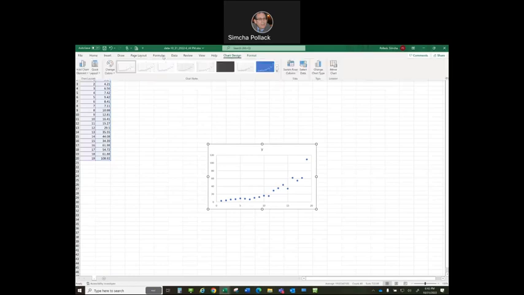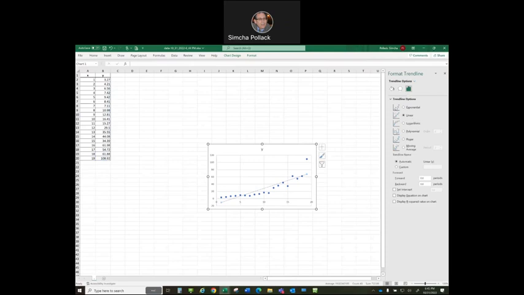Open up chart design, add chart elements, trend line, more trend line options, and this time the exponential is an option. And it fits very nicely, the exponential. And we want to have the equation, because we'll need that to plug in the coefficients, and we need the R squared. So it's 0.93, which is very high. You can see how close the dots fit the straight line.